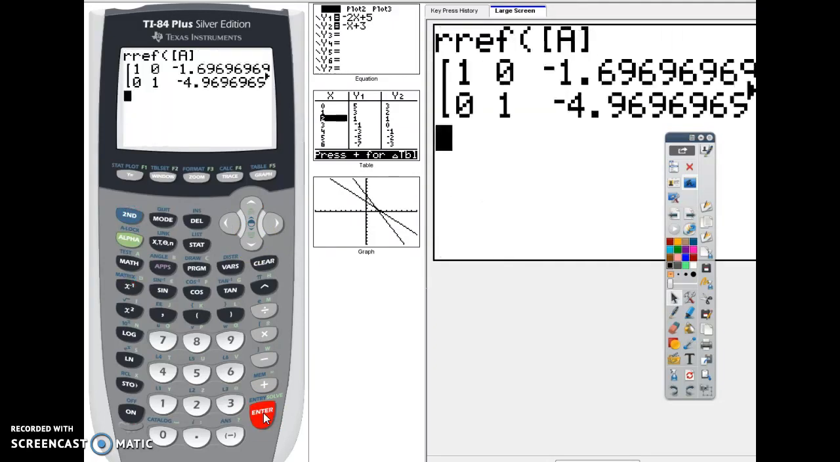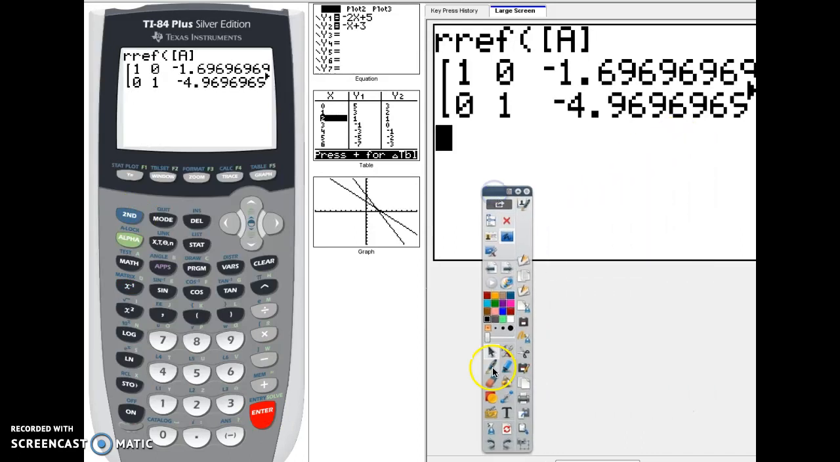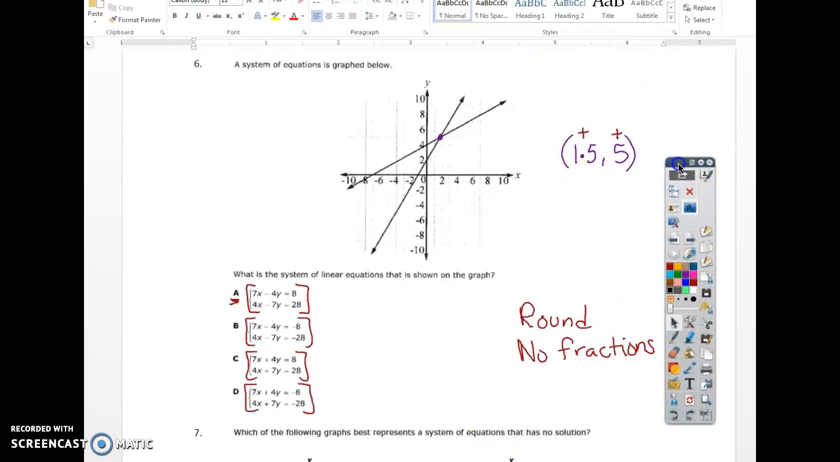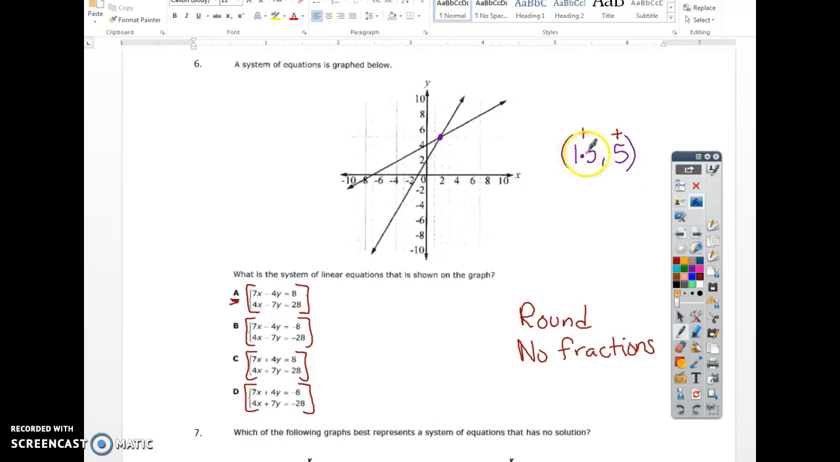You see how weird these numbers are? If I press math enter, it's going to give me a fraction, and I don't want a fraction. I want to round. So this is about -1.7, comma, -5. Okay, so both of the numbers are negative, and that's not what we were talking about in the problem. Let me go back. Okay, we said that both numbers have to be positive. Positive and positive. This one gave me a -1.7 and a -5. That's why that is not the answer.